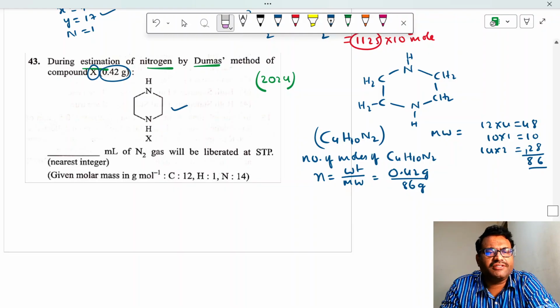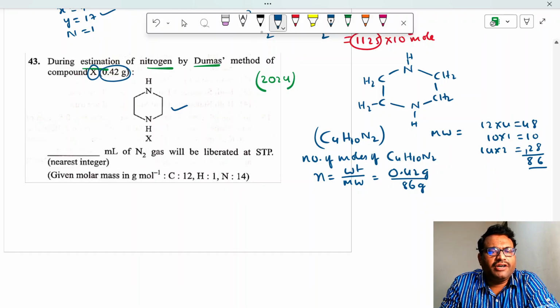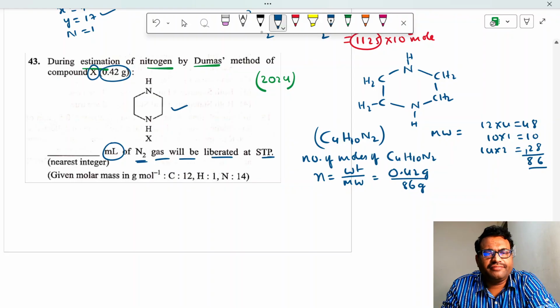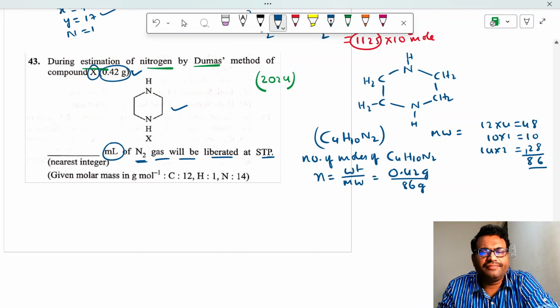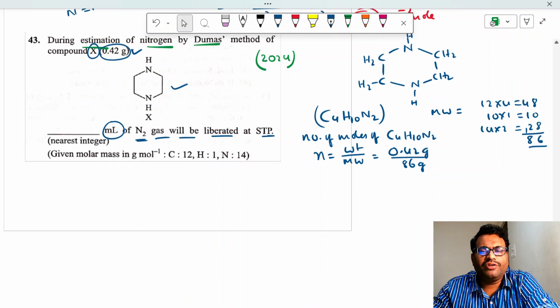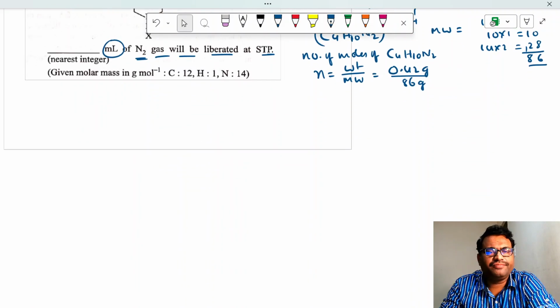But the question asked is: how many ml of nitrogen gas will be liberated at STP? So this compound is undergoing the process of Dumas method. When it is undergoing the Dumas method, what is the volume of nitrogen in ml liberated at STP? We know that formula, right?